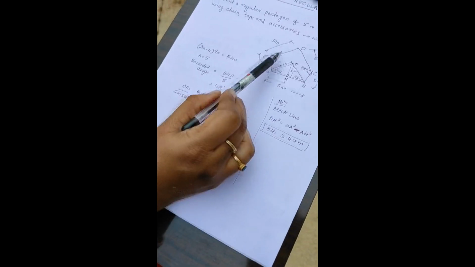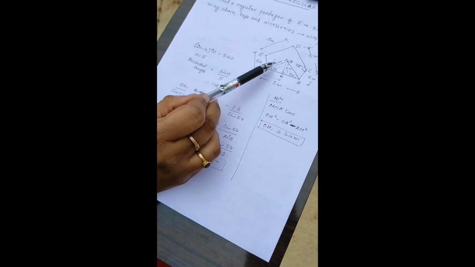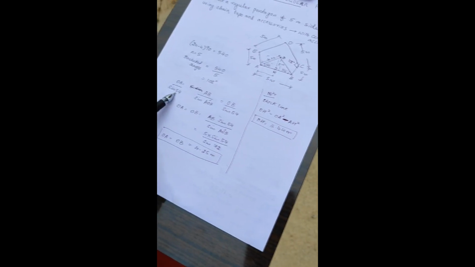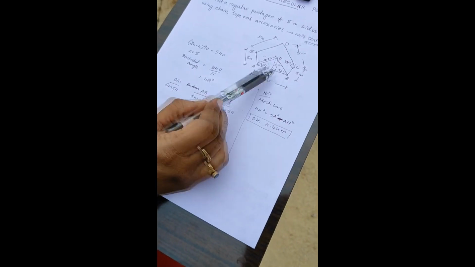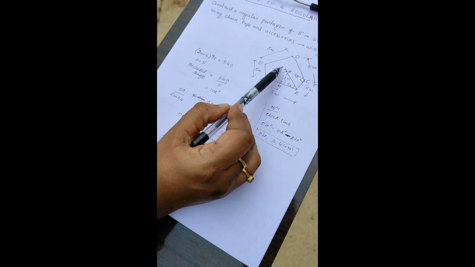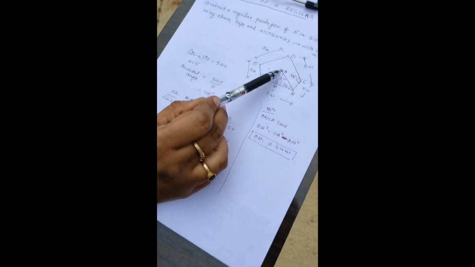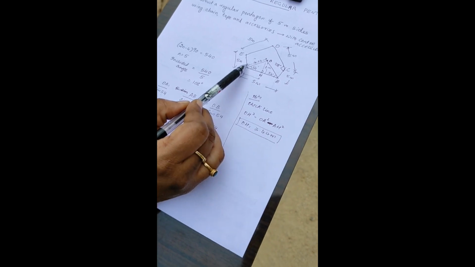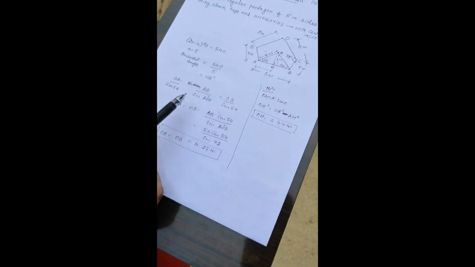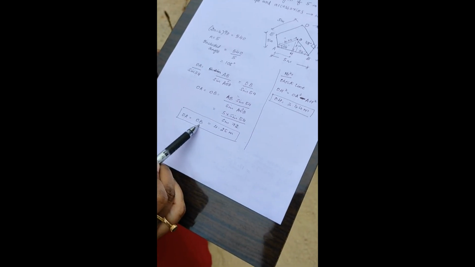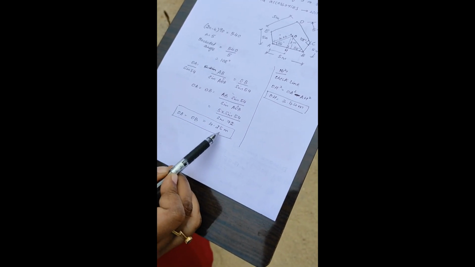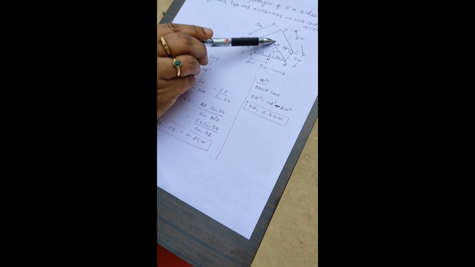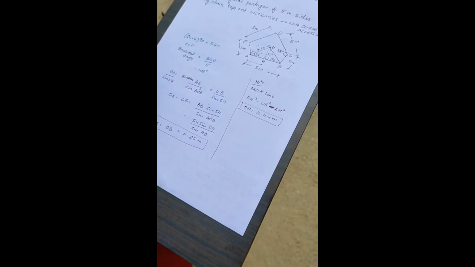Now we will apply the sine rule for this diagram. OA divided by sine 54 is equal to AB divided by sine of angle AOB, which is equal to OB divided by sine 54. See, 108 means half of 108 is 54. Now with this sine rule we will find out the distances OA and OB, which we will get as 4.25. So OA is 4.25, OB is 4.25.